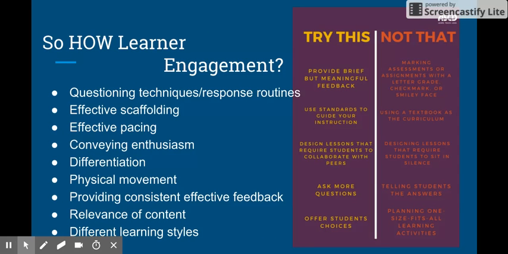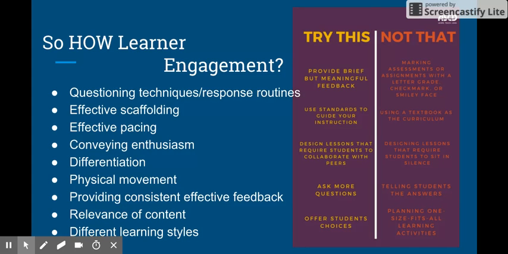So when you think about the factors that can impact learner engagement, here are some ideas on how you can actually integrate learner engagement. We've got questioning techniques and response routines. We'll talk about that more specifically here in a moment, but being very specific with that. We want to include scaffolding. We need to be cognizant of our pacing. If we're going too fast or we're going too slow, students will not be able to engage with the content. We want to make sure that we're conveying enthusiasm, because if we are not excited about what we are teaching, our students certainly aren't going to be excited about what they're learning.